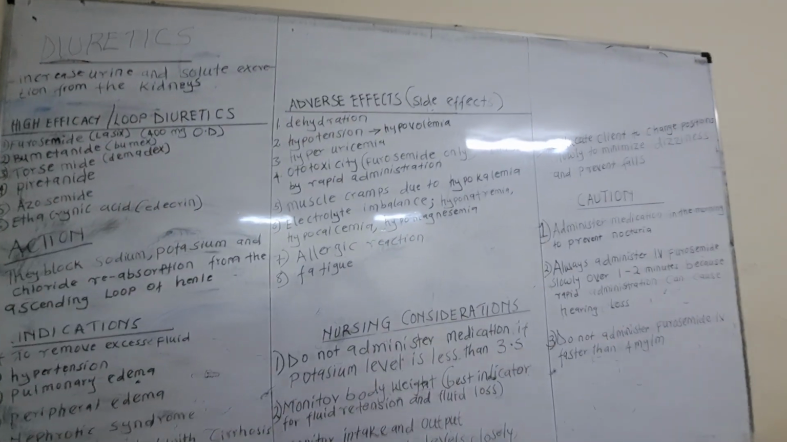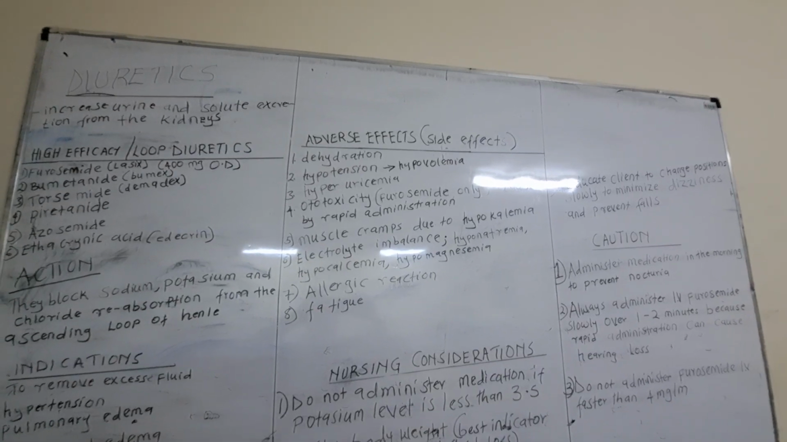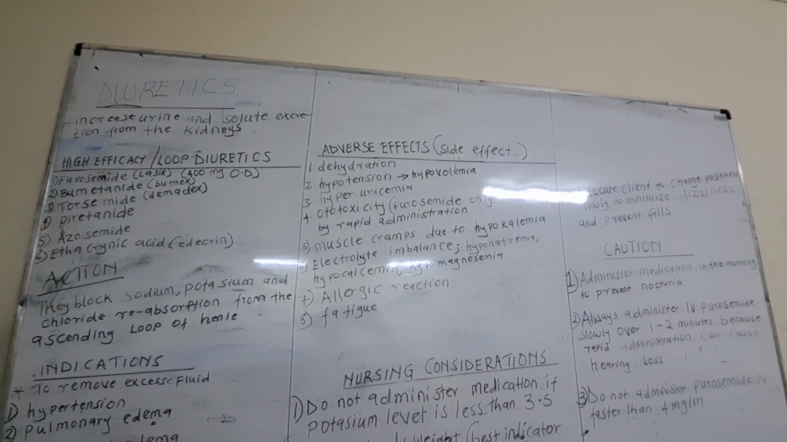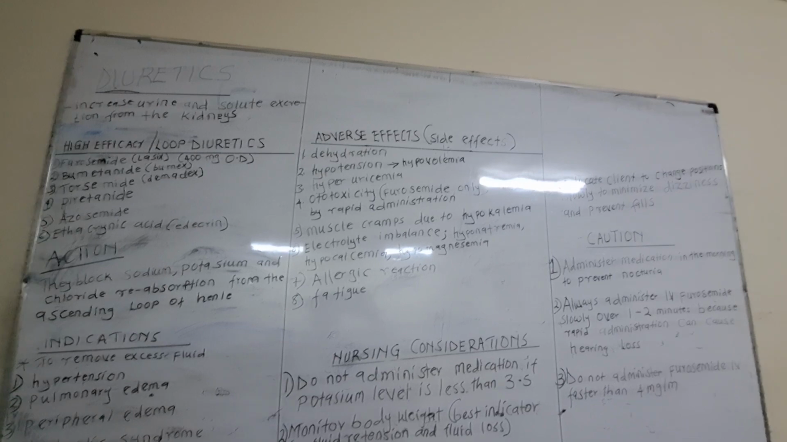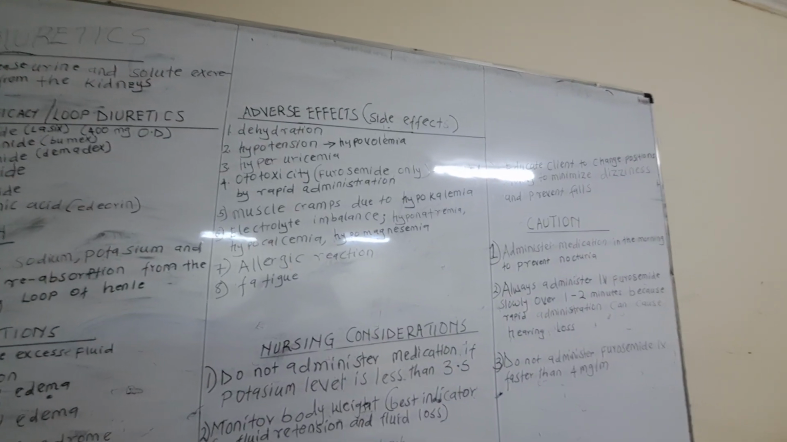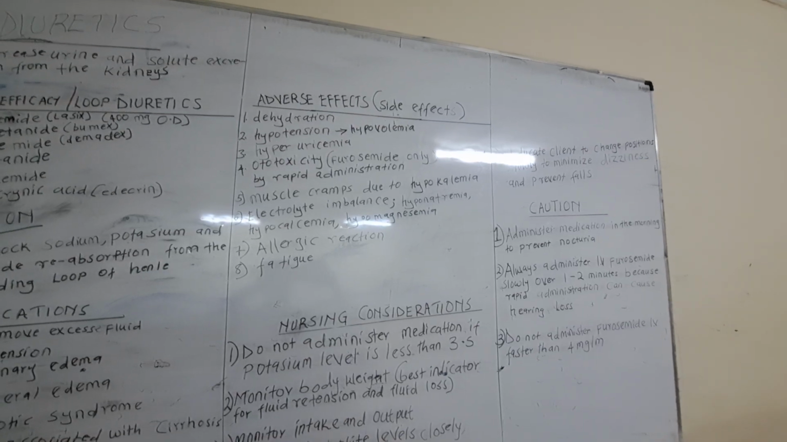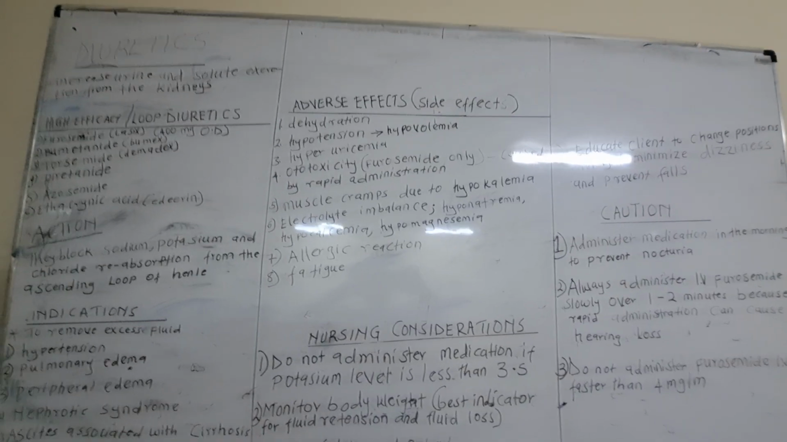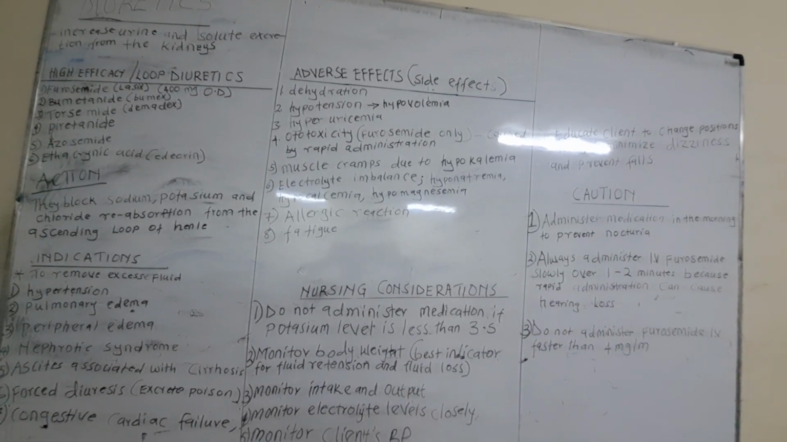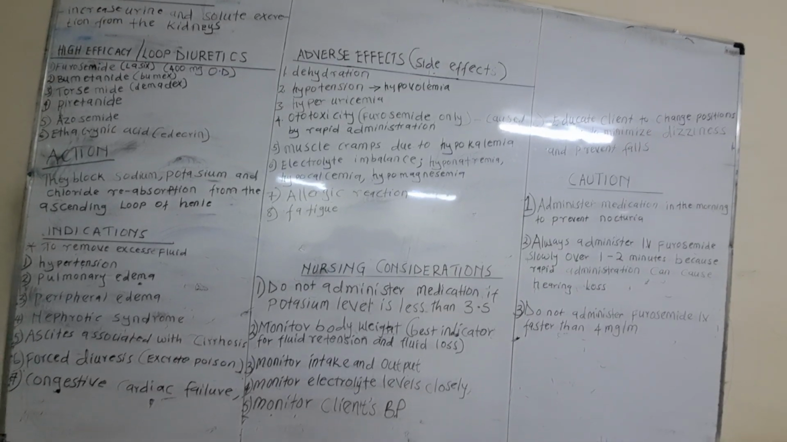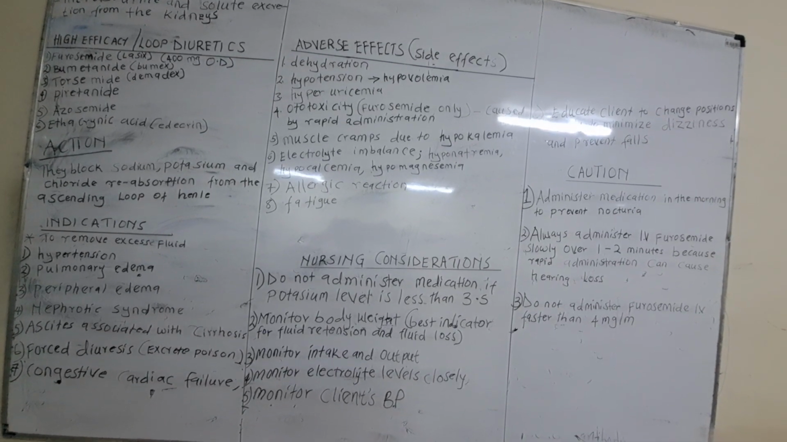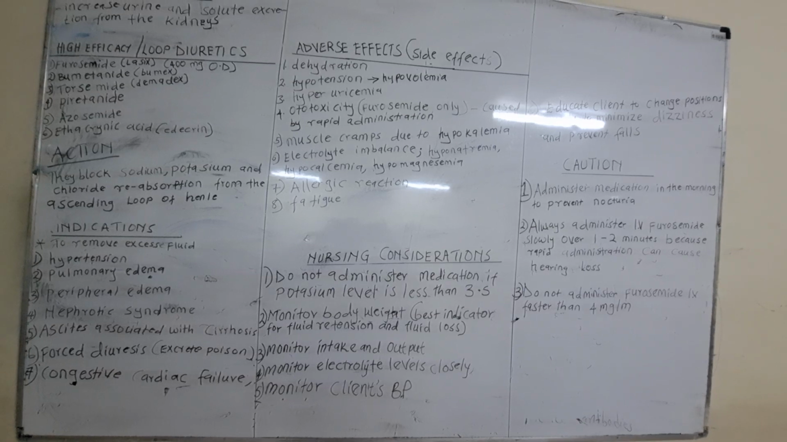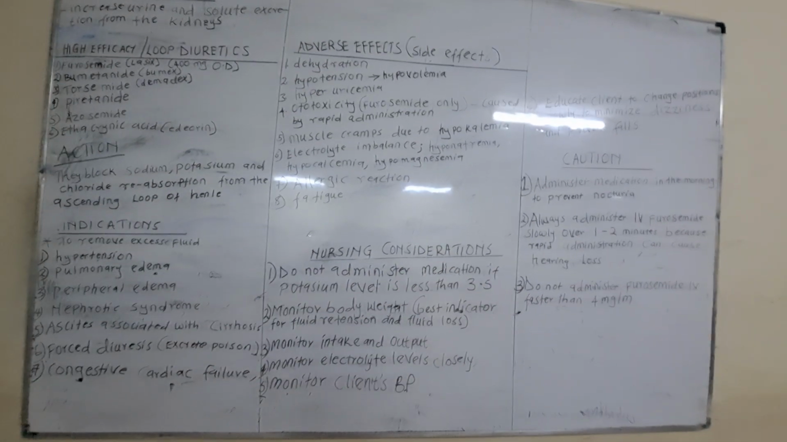Their side effects are dehydration. Since you will pass a lot of urine, you can have dehydration, then hypotension, hyperuricemia, ototoxicity, especially furosemide when you give it rapidly. When you administer furosemide IV rapidly, it will cause ototoxicity. We have muscle cramps due to hypokalemia, electrolyte imbalances like hyponatremia, hypocalcemia, hypomagnesemia, and all those electrolyte imbalances. Then it can cause allergic reaction and fatigue.